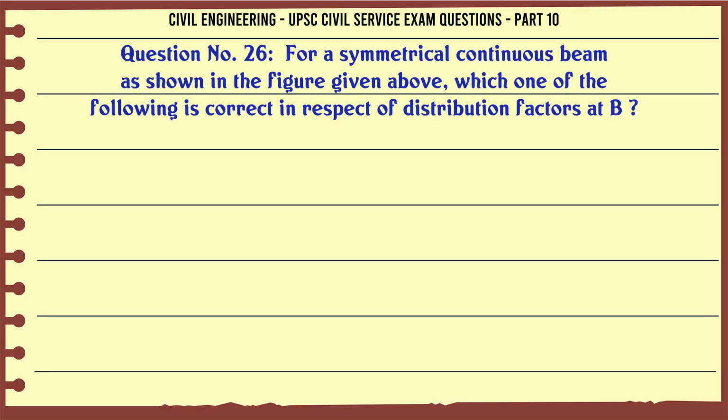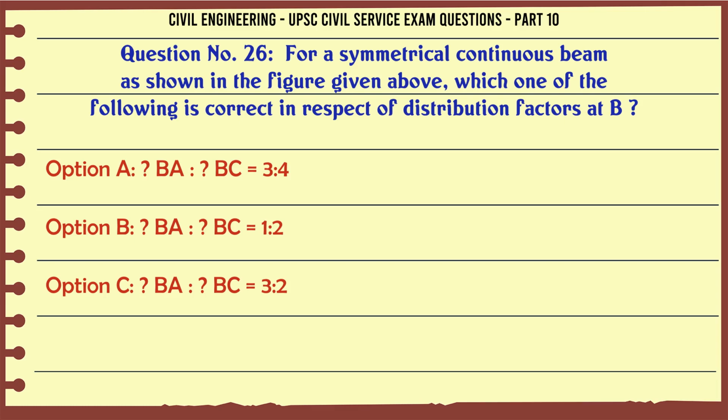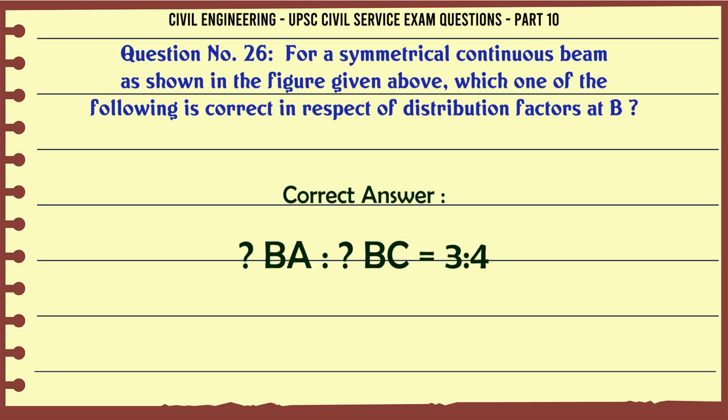For a symmetrical continuous beam as shown in the figure given above, which one of the following is correct in respect of distribution factors at B? A. DF BA = BC = 3/4, B. BA = BC = 1/2, C. BA = BC = 3/2, D. BA = BC = 3/8. The correct answer is BA = BC = 3/4.